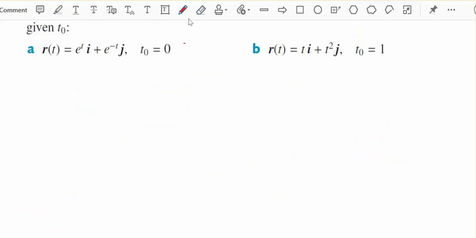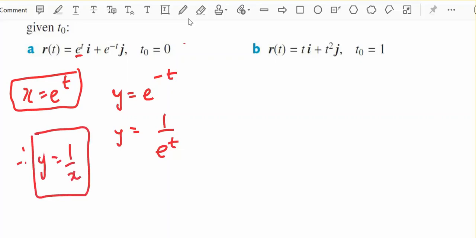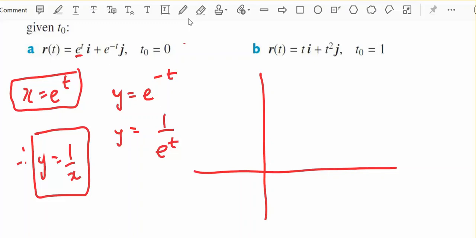So I'd like to put it into Cartesian form. So I'm going to make x equal to e to the t and y equals e to the minus t. And I could rearrange that to say y equals 1 on e to the t, and since e to the t is x, therefore y equals 1 on x. So that's my Cartesian equation. I know from my answer before that it initially starts at 1, 1. So it's going to be there, that's my starting position.